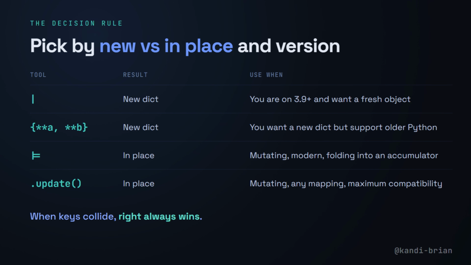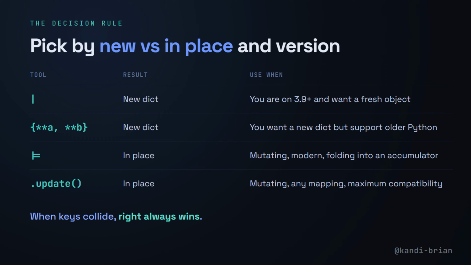So let's say you need a new dictionary. On Python 3.9 plus, use the |. You need a new dictionary but supporting older Python, you can use your double stars. If you need to mutate in place, your modern |=. Mutating in place or merging a non-dict mapping or maximum capability, you've got update. And whenever keys collide, right wins every single time.